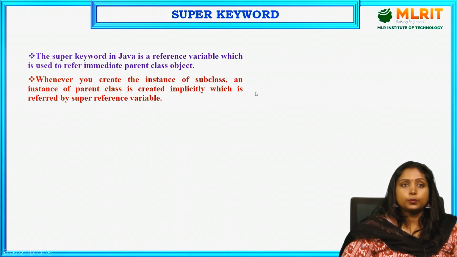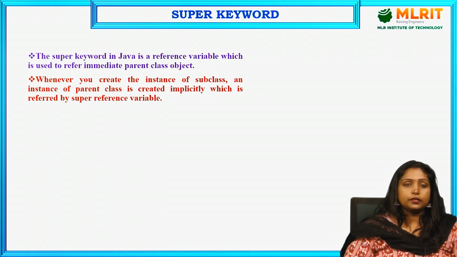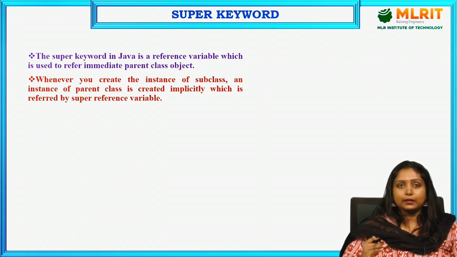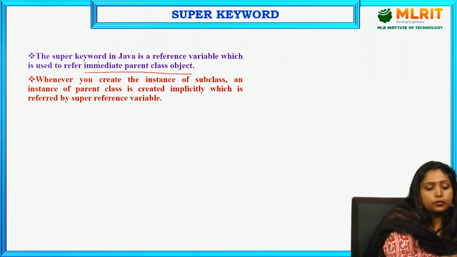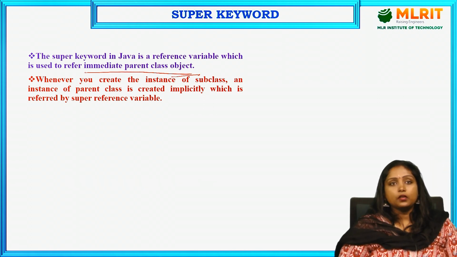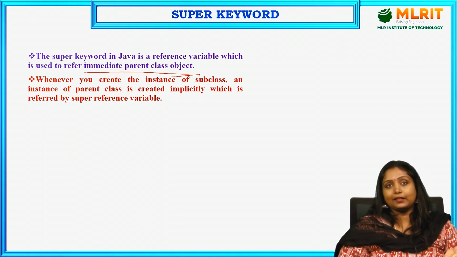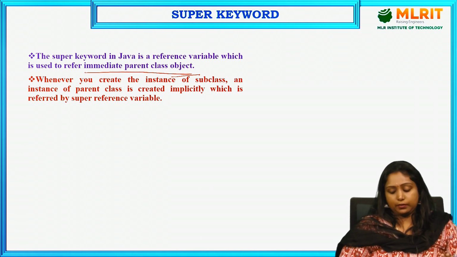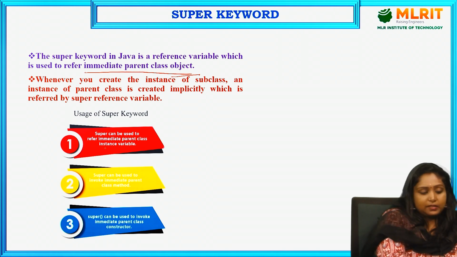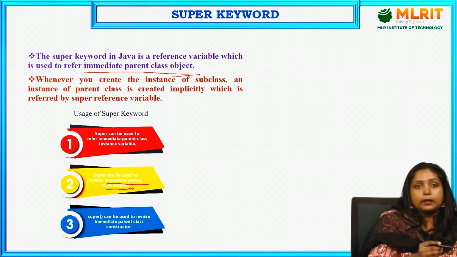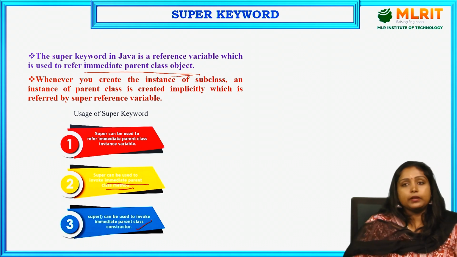And next, coming to the super keyword. The super keyword is used in Java as a reference variable for the immediate parent class object. So when you create an instance of a subclass, if you want to call the super class reference variables, you can call them using the super keyword, or the immediate parent class instance variable, as well as super can be used to invoke the immediate parent class method as well as the immediate parent class constructor.